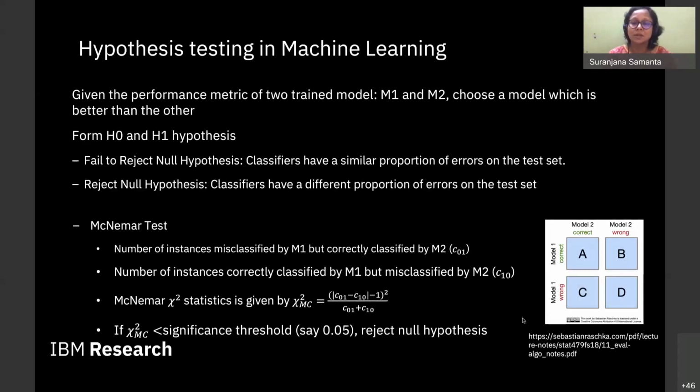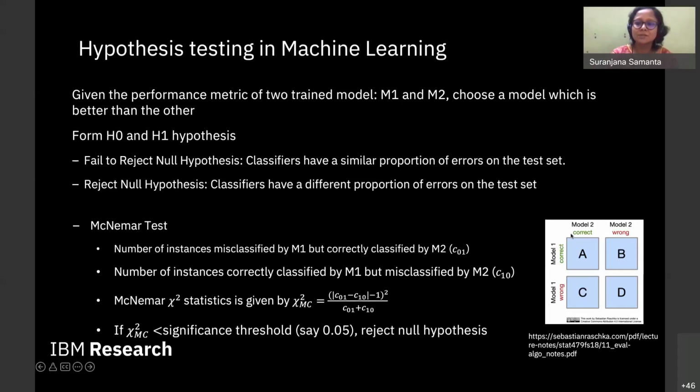Hypothesis testing can be used for selecting models, and one of the most popular, early ways to do this is McNemar's test. There are these two hypotheses. Let's say we have two models, M1 and M2, and we have to see whether the two models perform in a similar fashion or in a different way. The null hypothesis is that the two models perform in a similar way, and the alternative hypothesis is that the two models are actually different in terms of performance.